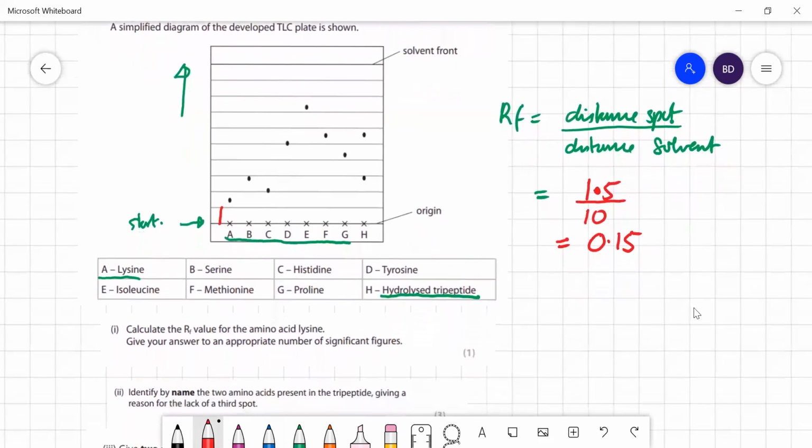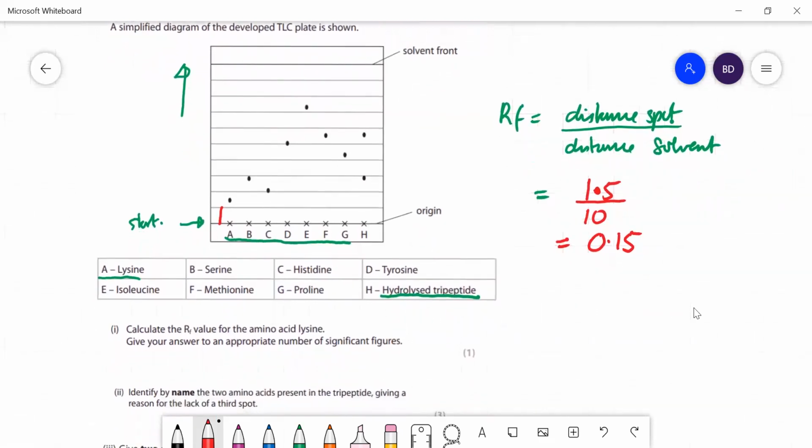Okay, identify by name the 2 amino acids present in the tripeptide and give a reason for the lack of a third spot. Well, if you look, this spot here obviously corresponds to that one, B, so that's serine. And this one here obviously corresponds to that one, F, which is methionine.